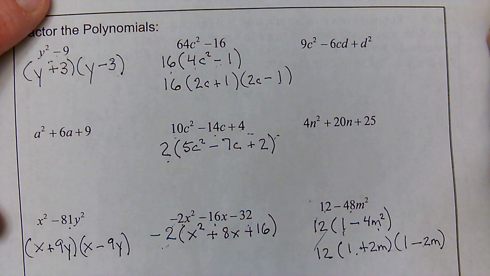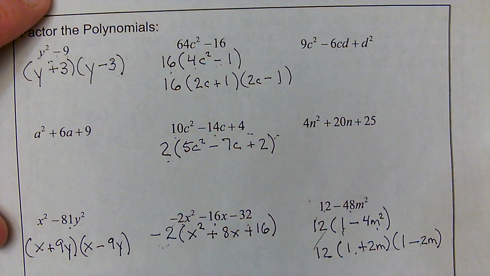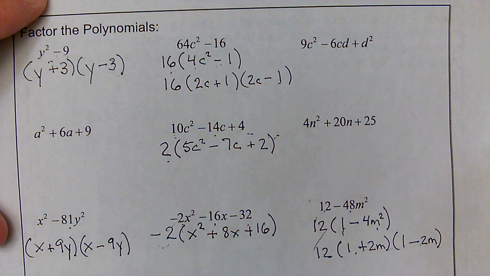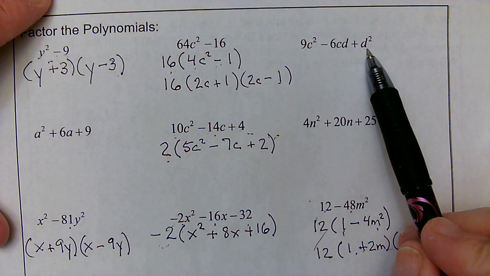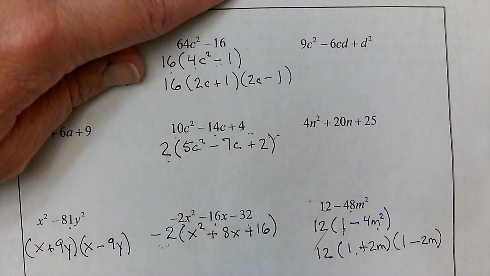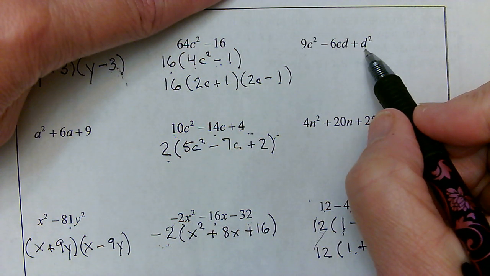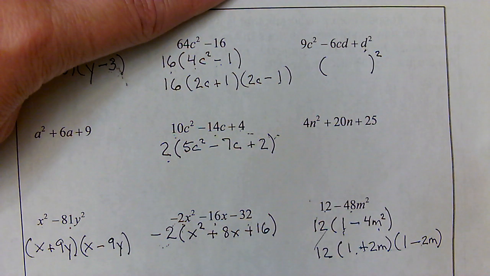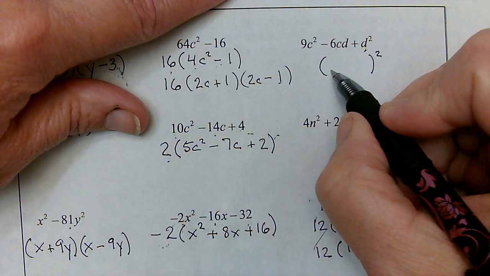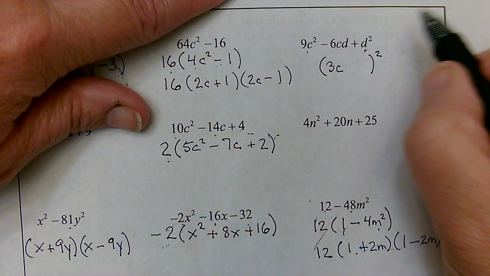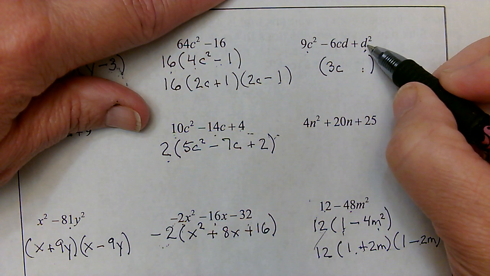Now, just because they have three terms doesn't mean it's a perfect square trinomial. We have to first look at the ends to make sure they're both perfect squares. And 9c squared and d squared are both perfect squares. But we also need to check the middle. When the ends are perfect squares, it might be a binomial squared. If it is a binomial squared, then the first number would be the square root of the first term, which would be 3c. And the second number would be the square root of this term, which would be d.